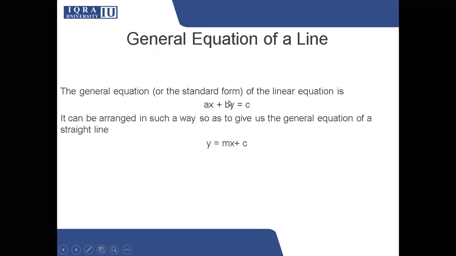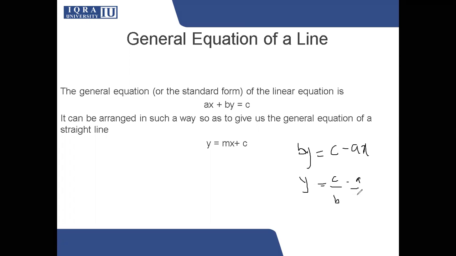Now how do you get this y equals mx plus c? Basically, if you take this ax plus by equals c, right? So you take ax to the other side, what you get is by equals c minus ax, right? And then you divide both sides by this b. So what you get is c by b minus a by b x, right? And basically you call a by b, this part, I'll call this m, and I'll call this part c. So what do I get? mx plus c.